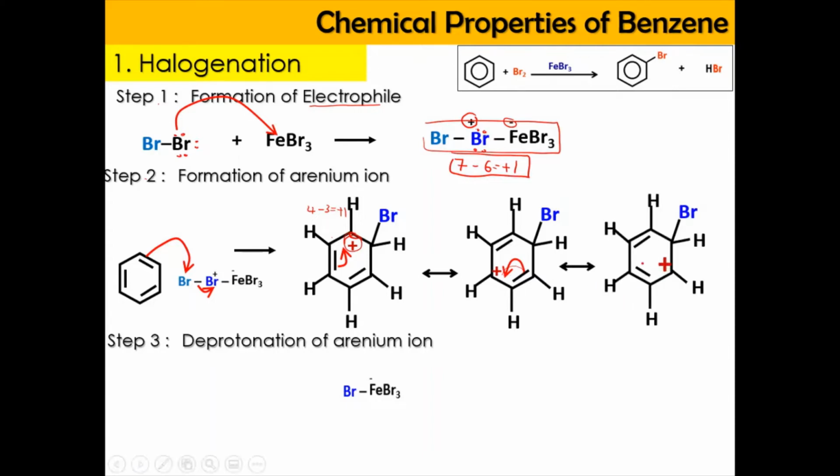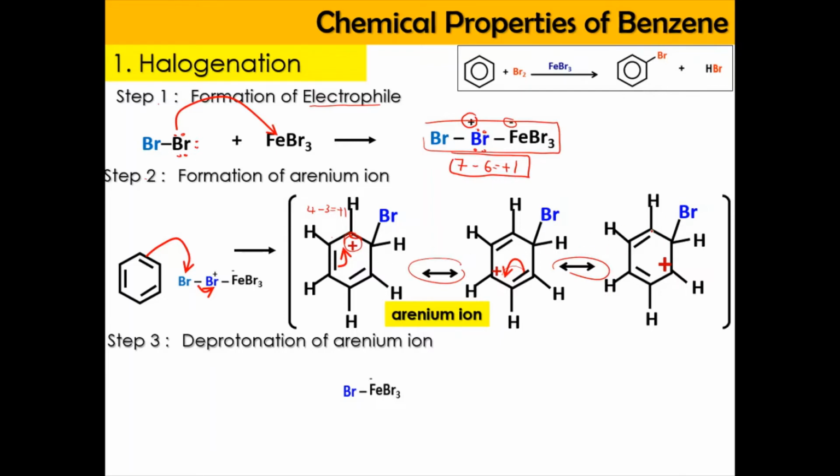Okay, because the electrons keep on moving around the benzene ring. Okay, elektron sentiasa bergerak di dalam benzene ring tersebut. So the positive charge is going to move around, and the structure here is known as the resonance structure. Okay, resonance structure, and these are the arenium ion or the carbocation form for the benzene ring.